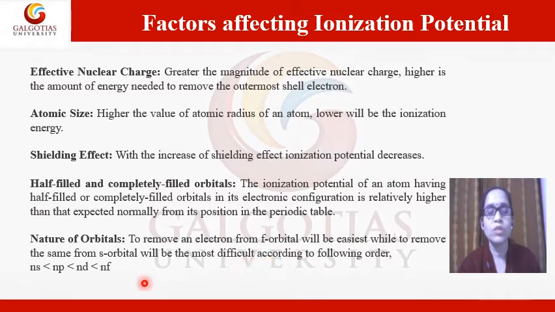So that means, suppose the electron is present in 4s, or in 4p, 4d and 4f, more energy is required to remove the electron from the 4s orbital, because the 4s orbital has higher penetrating power. So if the electron is present in the s orbital, the ionization energy is more.